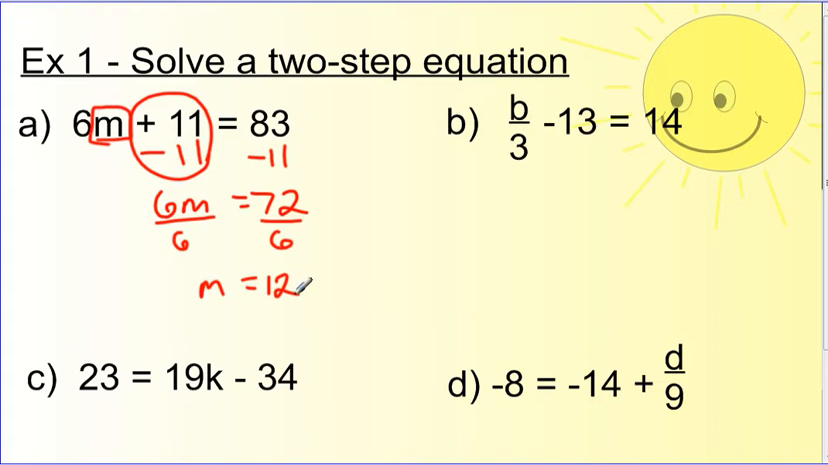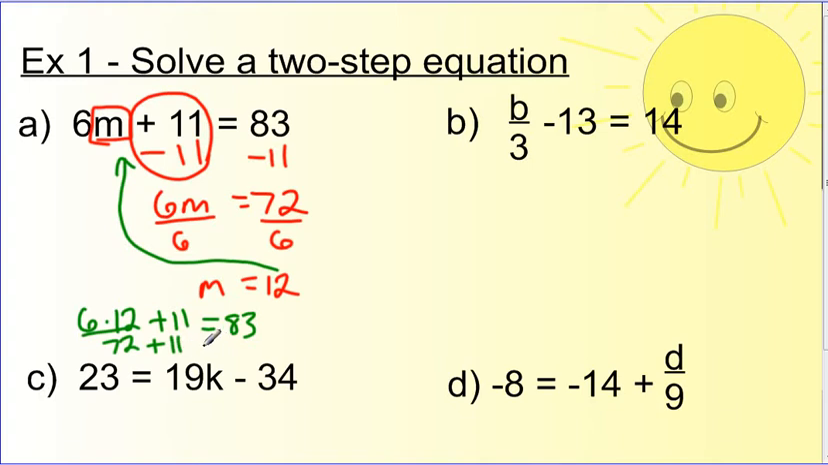Now, if we really wanted to, we could plug this in up there. Let's just imagine 6 times 12 plus 11, and we think that should equal 83. I'm plugging this 12 in there. 6 times 12 is 72, plus 11 does give us 83. That means this answer checks out.